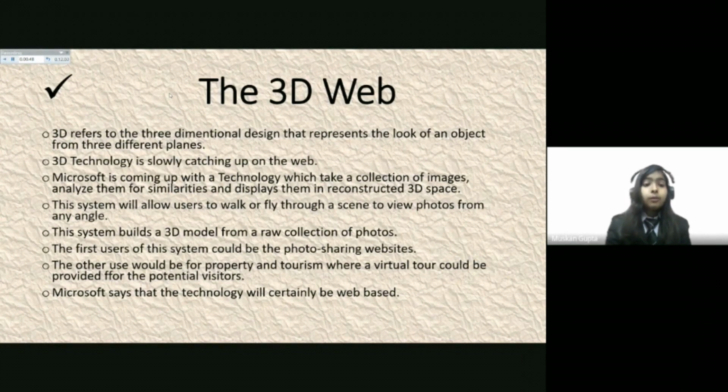This system will allow users to walk or fly through a scene to view photos from any angle. This system builds a 3D model from a raw collection of photos. The first users of this system could be the photo sharing websites. The other use would be for property and tourism, where a virtual tour could be provided for the potential visitors. Microsoft says that the technology will certainly be web based.